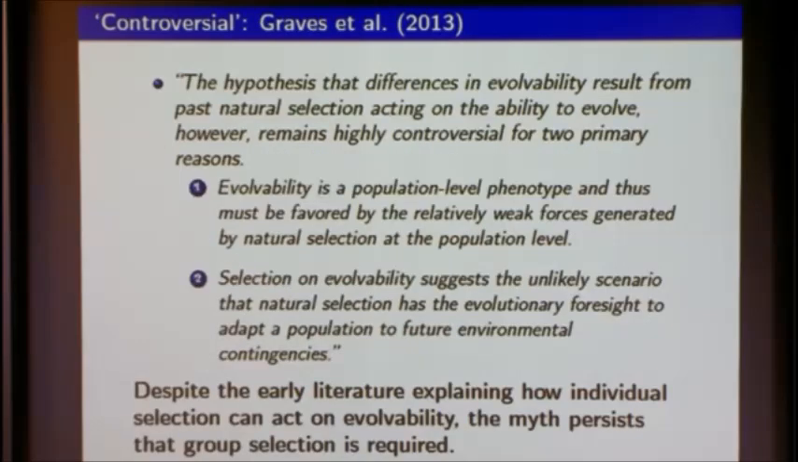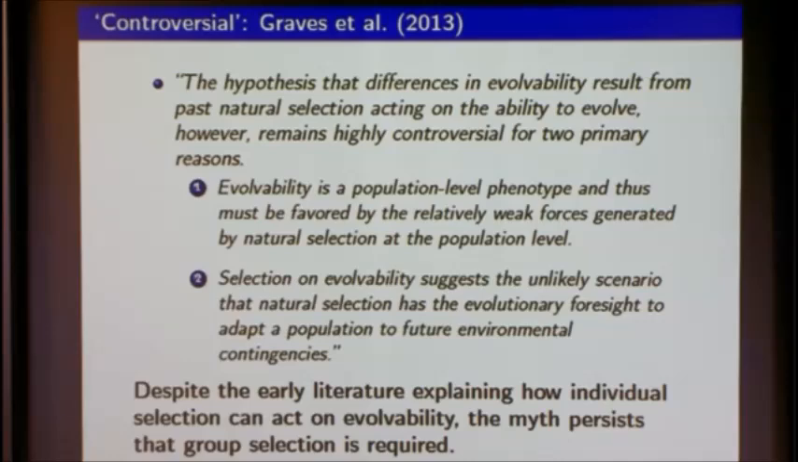The hypothesis that differences in evolvability result from past natural selection acting on the ability to evolve, however, remains highly controversial for two primary reasons. Evolvability is a population-level phenotype, and thus must be favored by the relatively weak forces generated by natural selection at the population level. And so selection on evolvability suggests the unlikely scenario that natural selection has the evolutionary foresight to adapt a population to future environmental contingencies. So despite the early literature explaining how individual selection can act on evolvability, the myth persists that group selection is required.